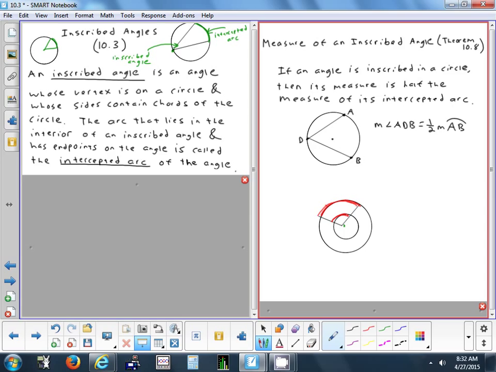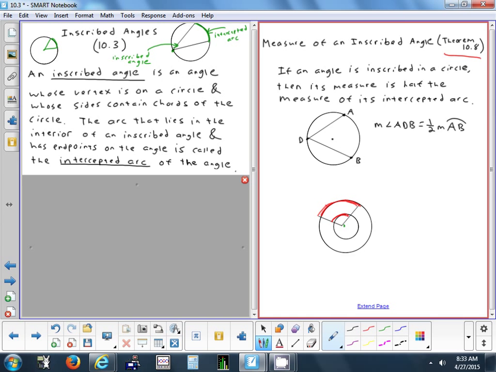Why is that double the inscribed angle? Why is this arc double the size of this angle? Well, we'd have to prove that theorem to do that. I wasn't going to go through the proof today, but we could prove it. That's just the connection between angle size and arc size.